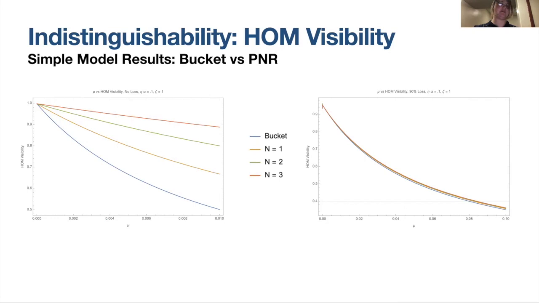Now, bucket type detectors and PNR detectors were both examined for the simple case. We changed the idler mode from a bucket type detector to a PNR type detector to see how the models would change. And once again, graphing it against mean photon number, we find that PNR detectors are better than single photon detectors in the cases of no losses, which is the graph on the left. However, when we have lots of losses, like we would in normal experiments, unfortunately, there's not really much of a difference.